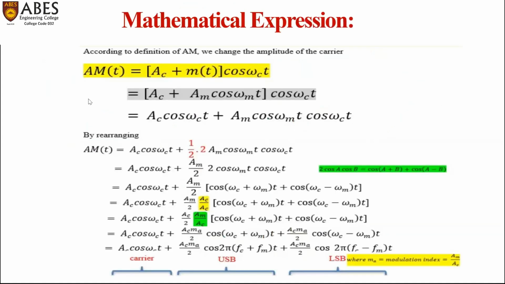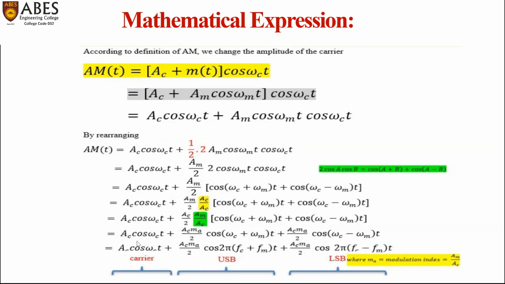Now, moving ahead, here is the mathematical expression for an amplitude modulated wave. As we have seen in previous slides also, these are the possible expressions. So you can see here, and the final expression, as you can notice at the end, is AC cos omega C T plus ACMA by 2.